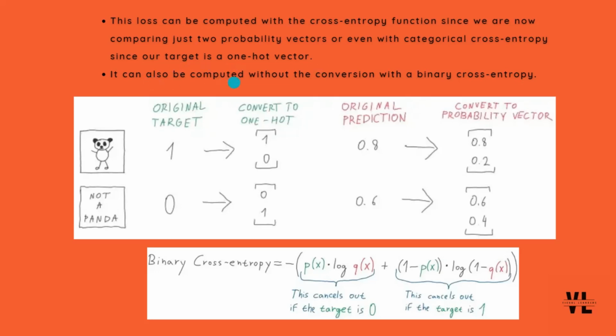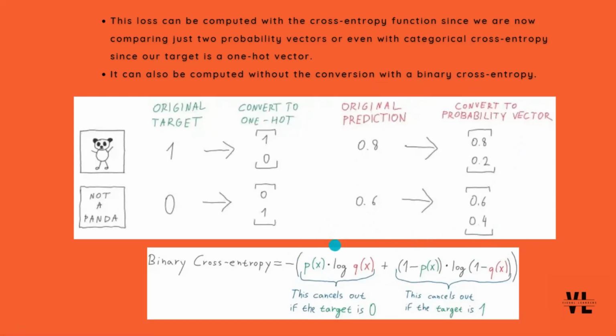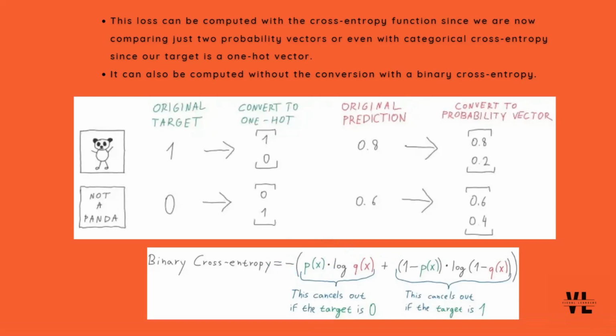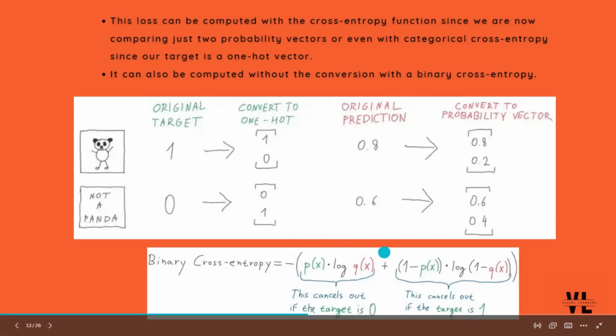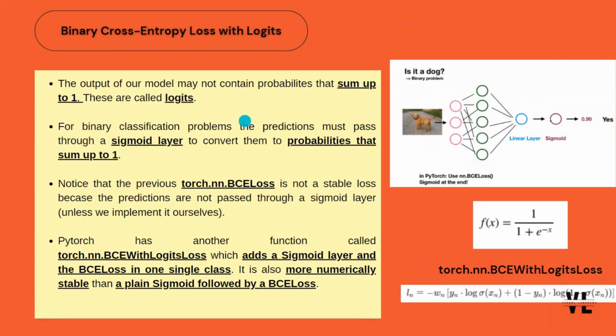So it can also be computed without the conversion to a binary cross-entropy. We can basically convert this binary cross-entropy back to the negative log likelihood, or we can derive the categorical cross-entropy from the binary cross-entropy function. And we have mentioned that if this is a prediction, if this is a target, and if this is a prediction, if the target is 0, then this term will basically be 0. And if the target is 1, then this term will be gone. So you will have a very simplified function that is going to be similar to the negative log likelihood.